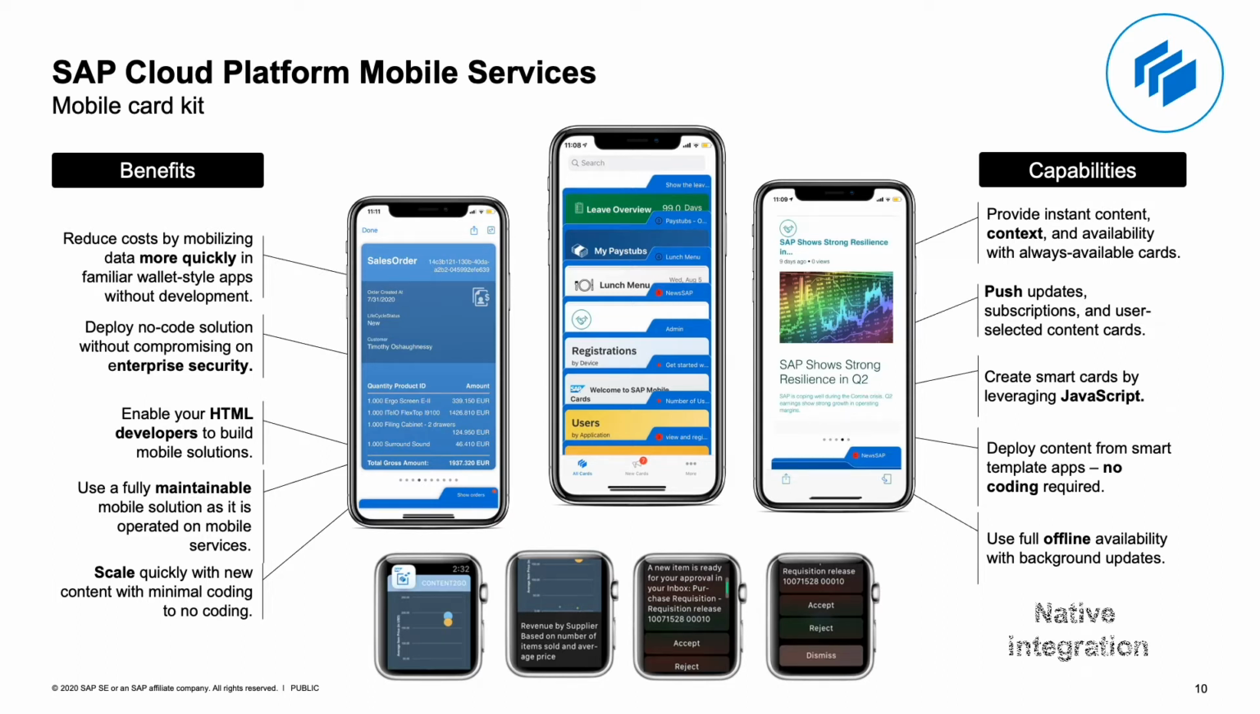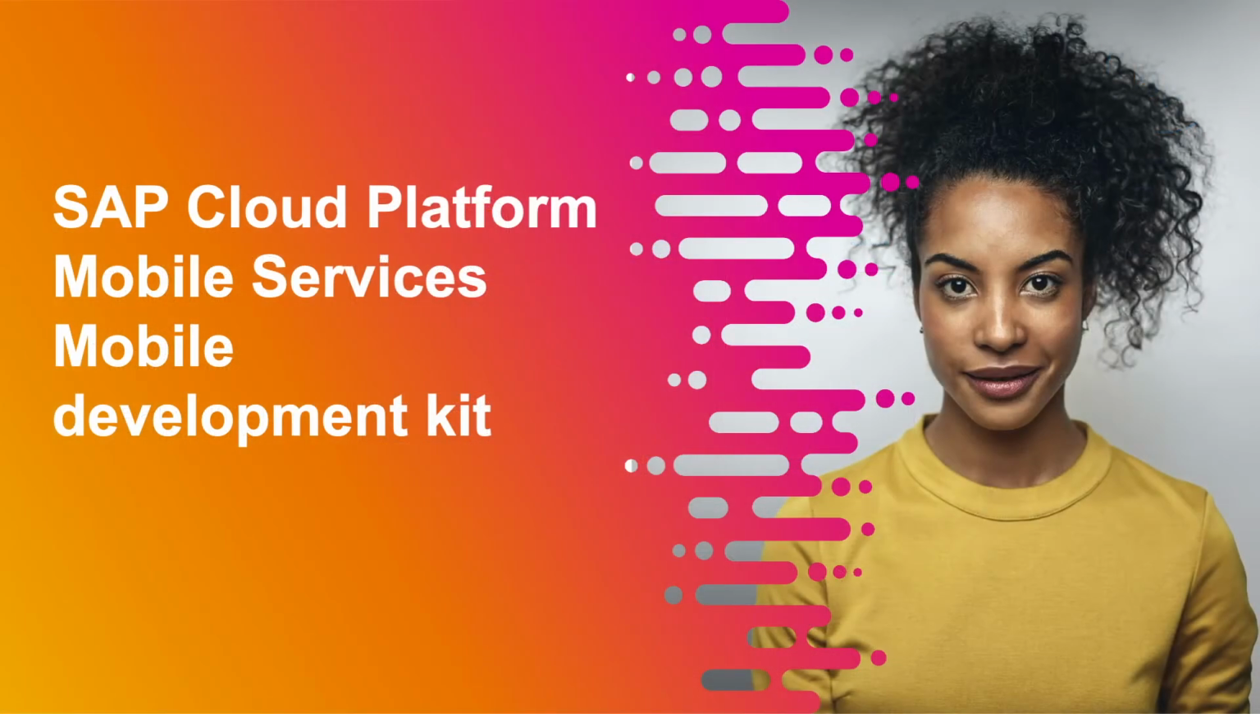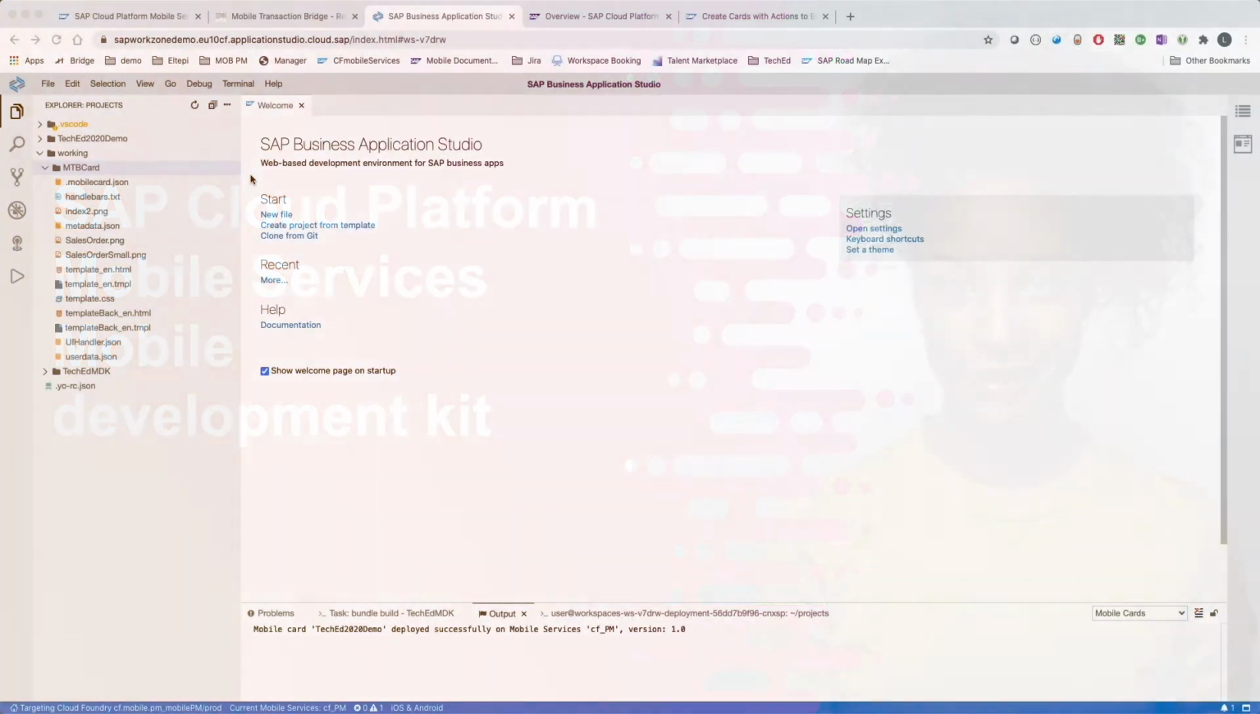SAP Mobile Cards is available for Android and iOS with a deep integration into the platforms, enabling native features like maps, geofencing, notification, email, and more. The third tool we're going to be looking at today is SAP Mobile Development Kit, which enables developers to build mobile cross-platform solutions. So let's do the third demo. Let's have a look at how the Mobile Development Kit works.